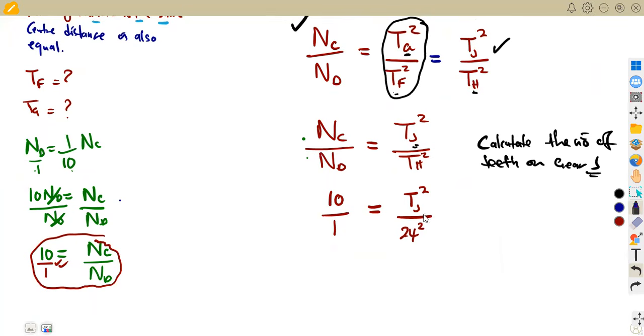So in order for us to find the teeth on J, we can cross multiply. So that means 1 times TJ squared, we are going to have TJ squared, which is equal to 10 times 24 squared.